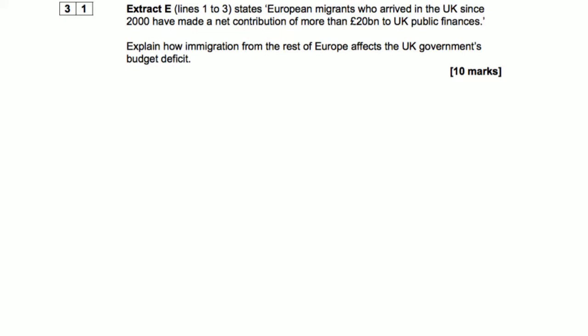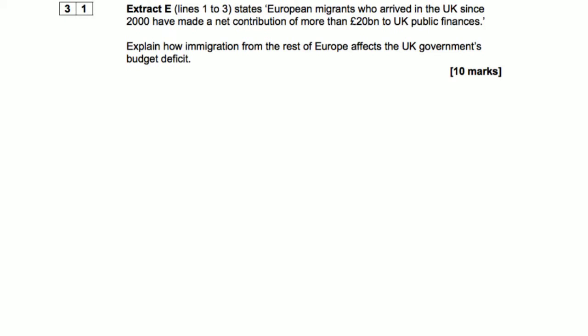The question says, Extract E, lines 1 to 3 states, European migrants who arrived in the UK since 2000 have made a net contribution of more than £20 billion to UK finances. Explain how immigration from the rest of Europe affects the UK government's budget deficit.